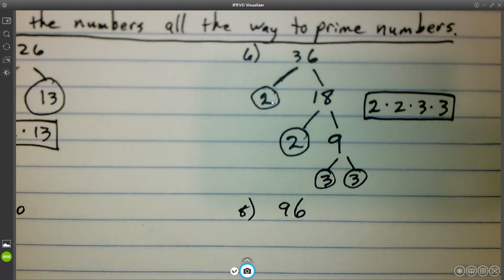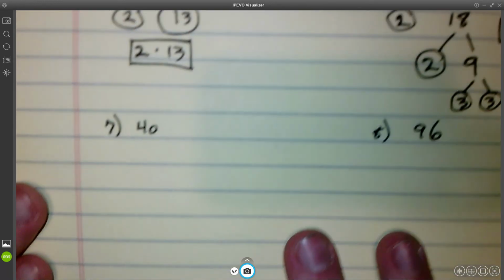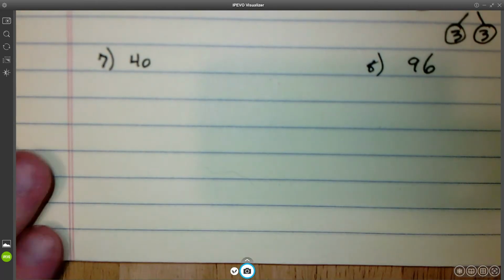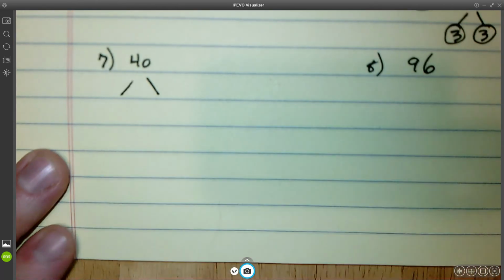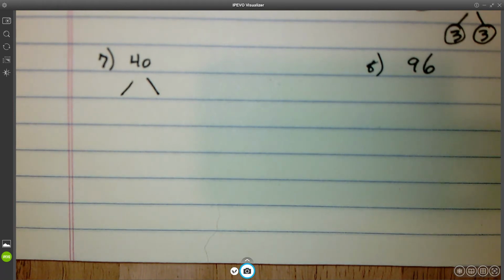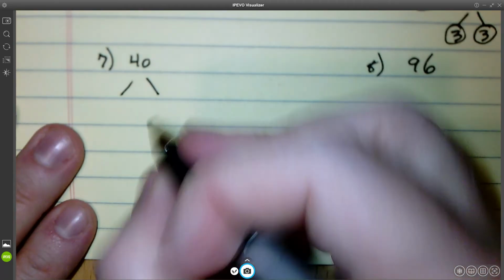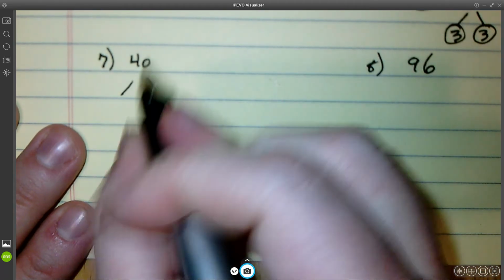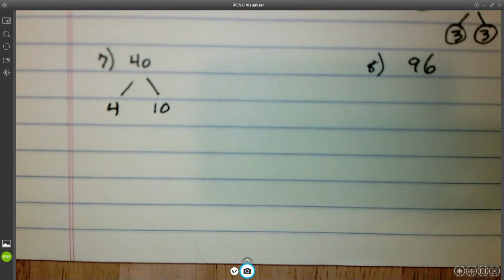Okay, moving on. Number 7 is 40. So let's say that you recognize this one because it ends in a 0, so it's a multiple of 10. So 4 times 10 gives you 40. You don't have to start with the 2, but if you don't know where to start, try 2 or 3 or 5. Go up with your prime numbers until you get a number that you can break it down by. Or this could be a prime number, and we just did it to mess with you.